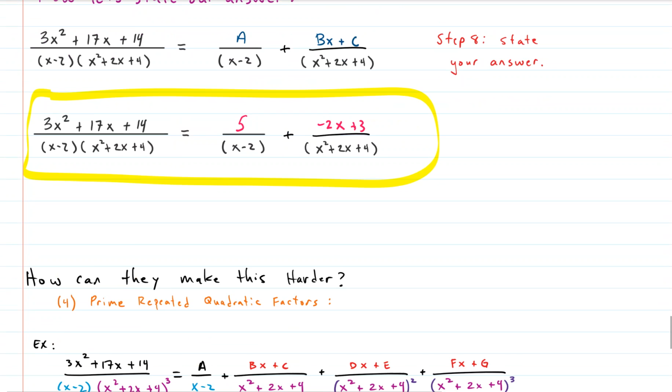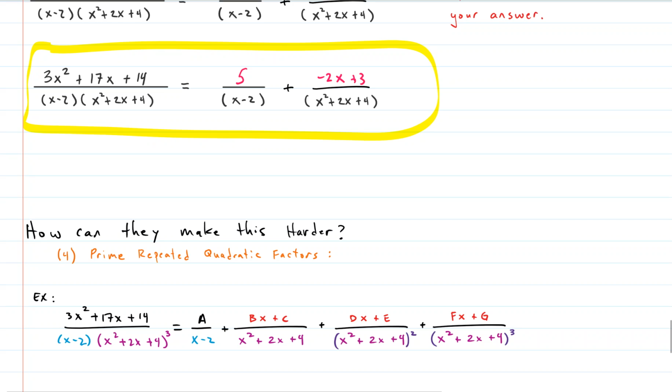So how could they make this a little harder? Well, they could add repeating quadratic roots, for example. Or they could even add repeating linear roots. But if they added repeating roots, we would add a term for each of the powers. So this would be the first power. We'd add another term for the second power and another term for the third power. And above, we just keep adding constants in linear form: bx plus c, dx plus c, fx plus g.